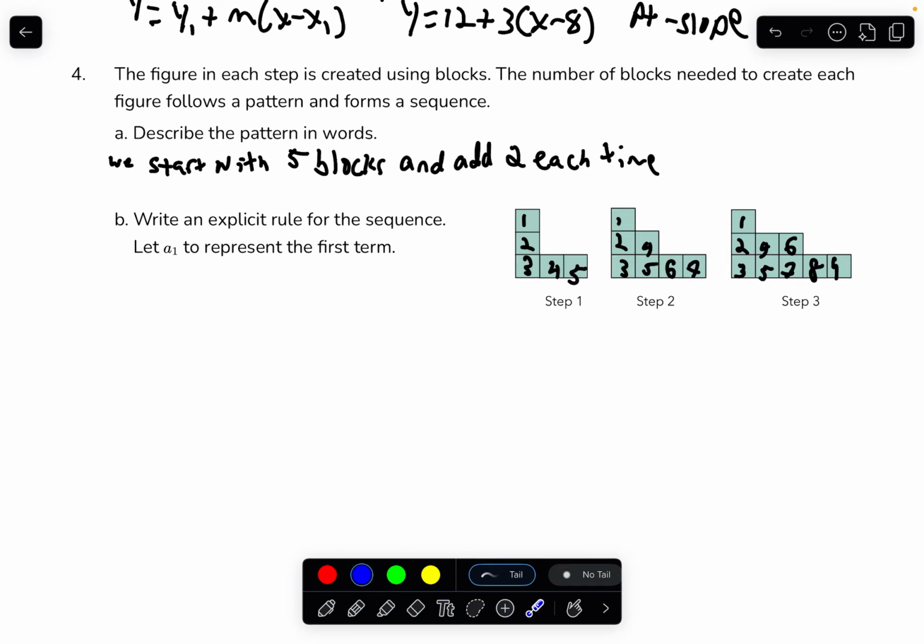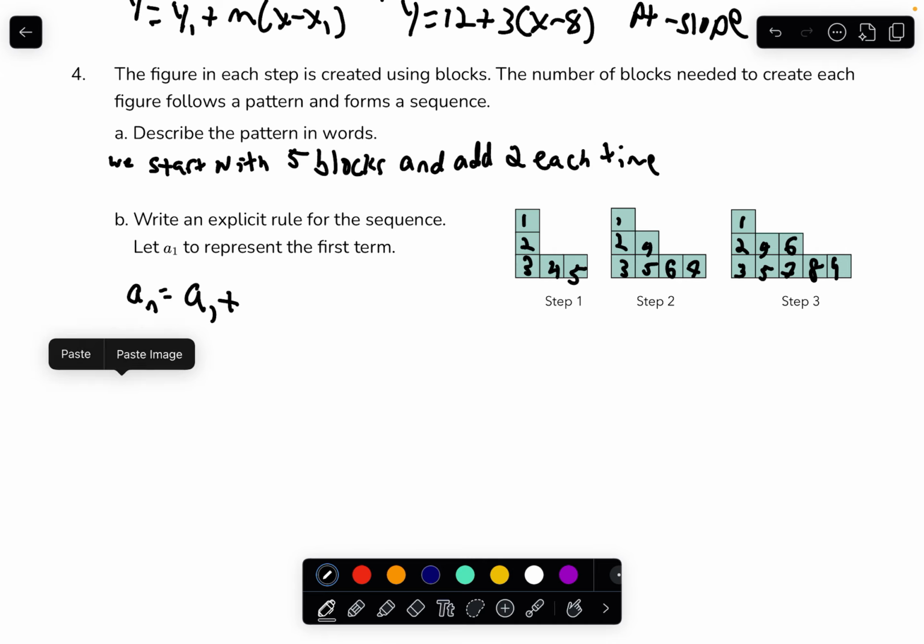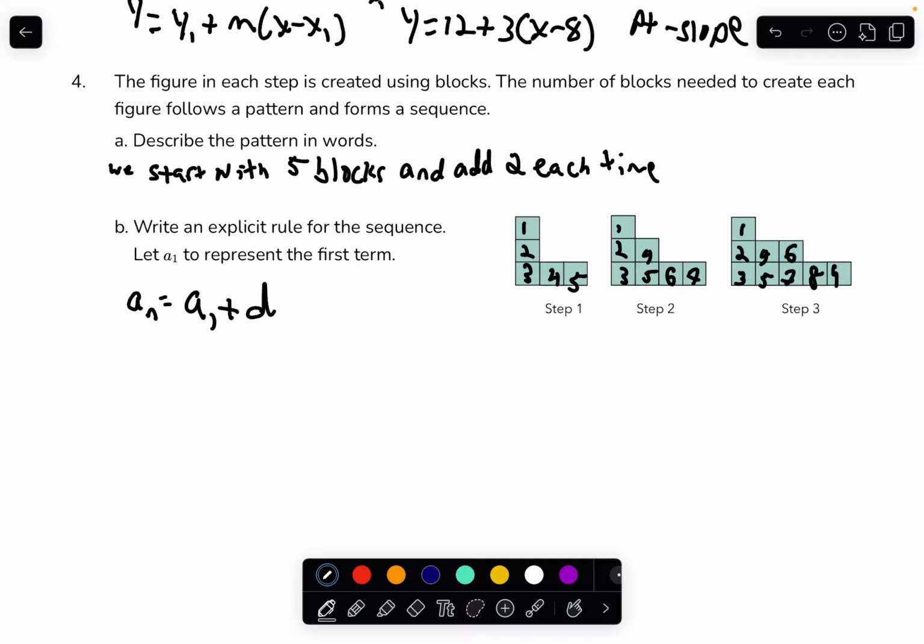It says write the explicit rule for this sequence. So the explicit rule will be a sub n equals a sub 1 plus d times n minus 1, where d is the common difference, and by the way, if we're adding 2 each time, d equals 2. All right? Again, these formulas are going to be given to you on an equation sheet.